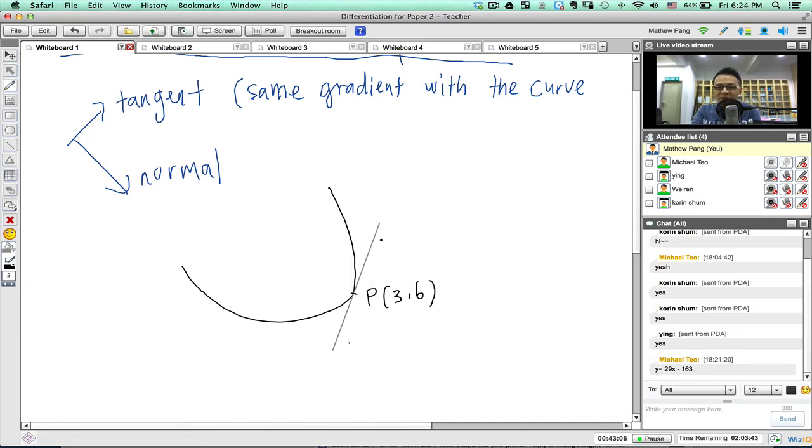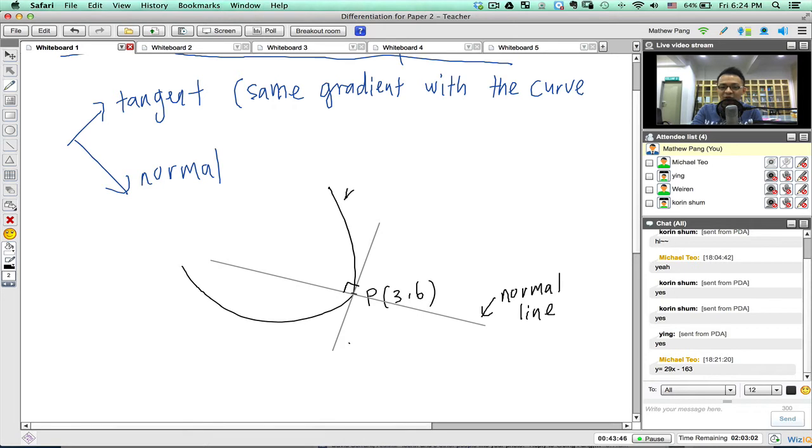If I want you to find the equation of the tangent, it's very simple. You just need the curve's gradient and then you can easily find the equation of the tangent. Now I want you to find the equation of the normal. So I'm going to draw a normal line here. The normal line is always perpendicular to the tangent, so there is a 90 degree angle over here. We call this line the normal line.